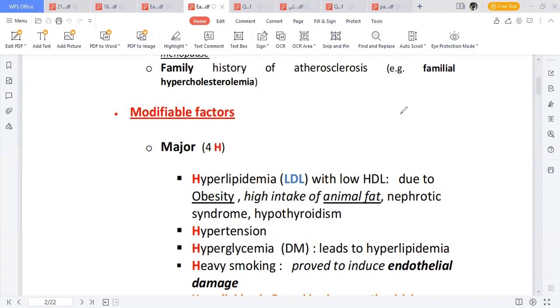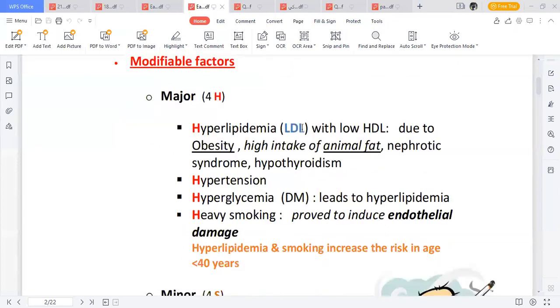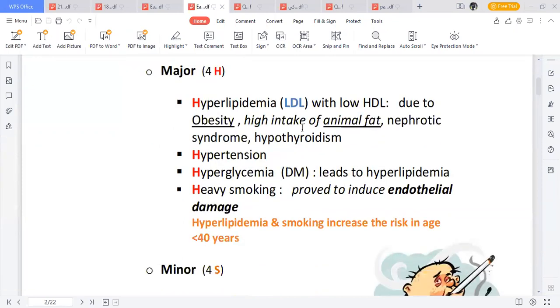So that is why we're saying you've got the modifiable risk factors and the non-modifiable risk factors. Non-modifiable, you can't control them: family history, age, sex. Those you cannot control. The modifiable risk factors, we can control because we can modify them. And as examples, you've got the 4 H's that fall under the major risk factors: hyperlipidemia, hypertension, hyperglycemia, and heavy smoking.